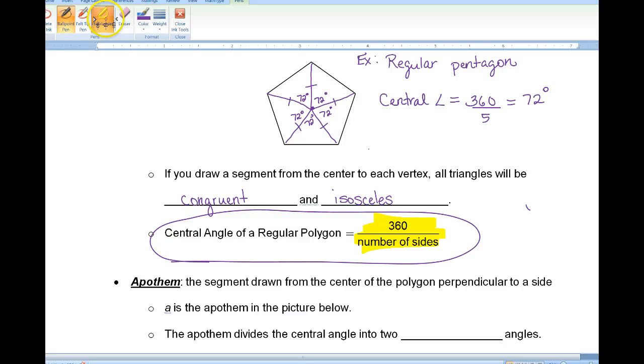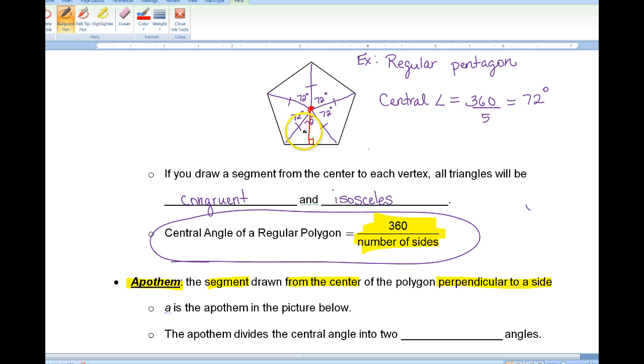Okay, so we have a new term here called the apothem. It's the segment from the center perpendicular to a side. It doesn't really matter which side we draw it to because the apothem is going to be the same no matter where we draw it. So it's basically the height of any one of those triangles that we have there.